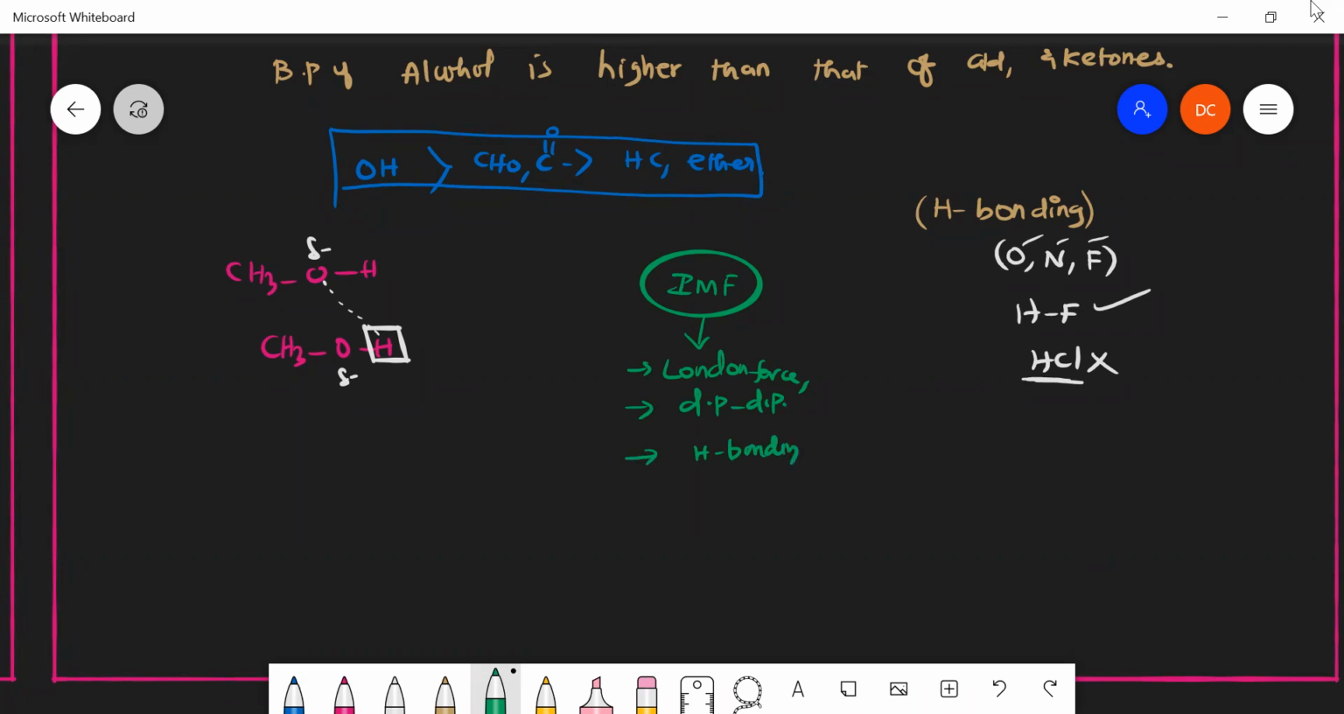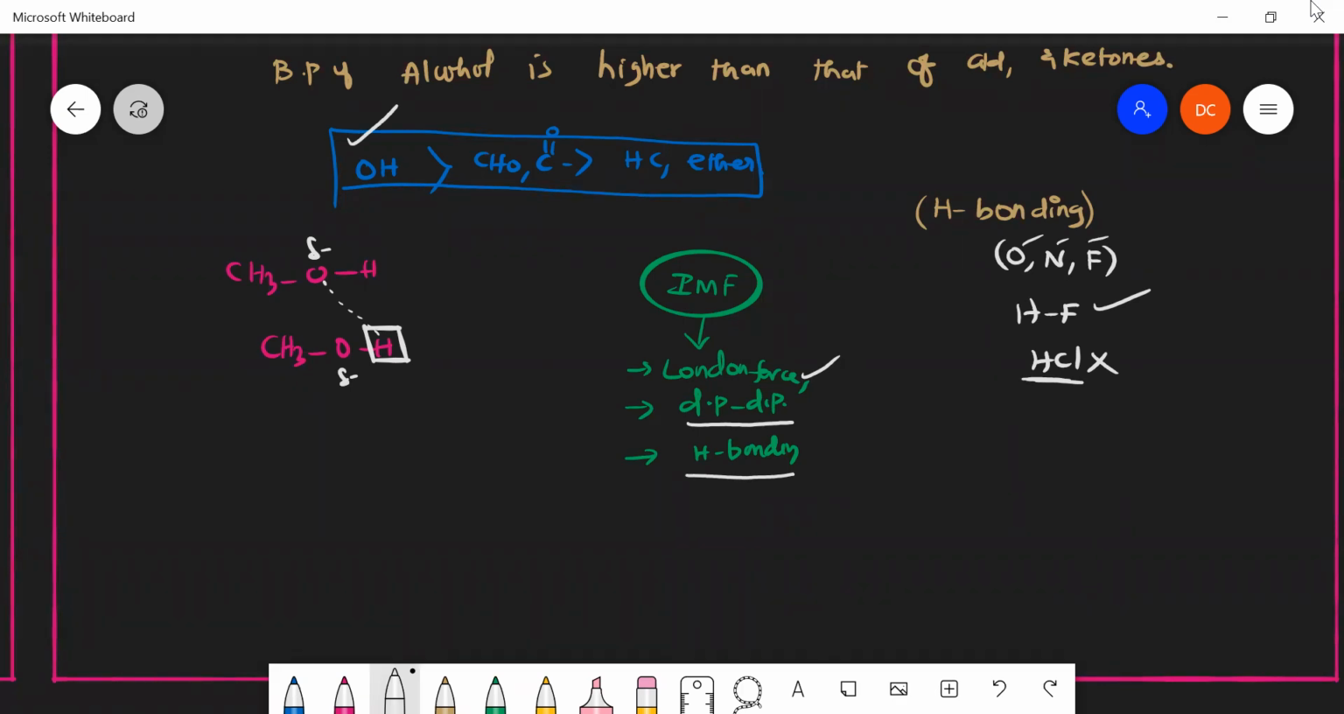Which one is the very weak one? London force is the very weak one. After that, dipole interaction. The strongest force among these three is hydrogen bonding. If the bond is very strong, we need to break it very hard, because we need more temperature to break the bond. That's why where hydrogen bonding exists, the boiling point will be higher. So alcohol has a higher boiling point due to hydrogen bonding.